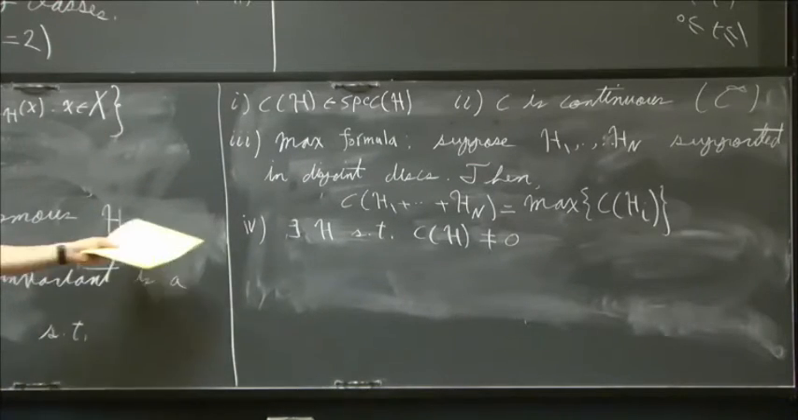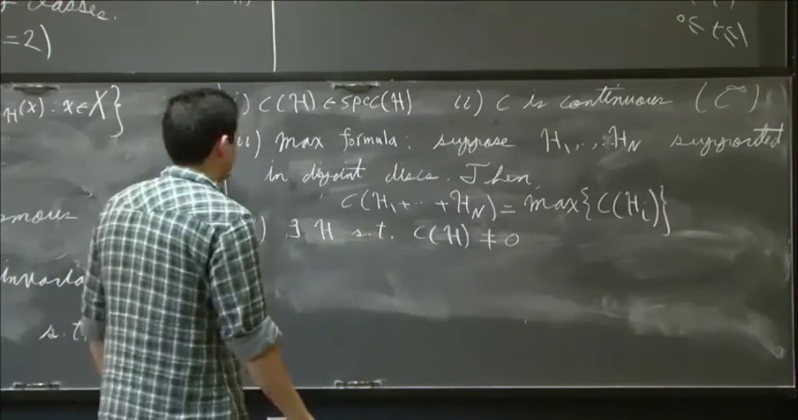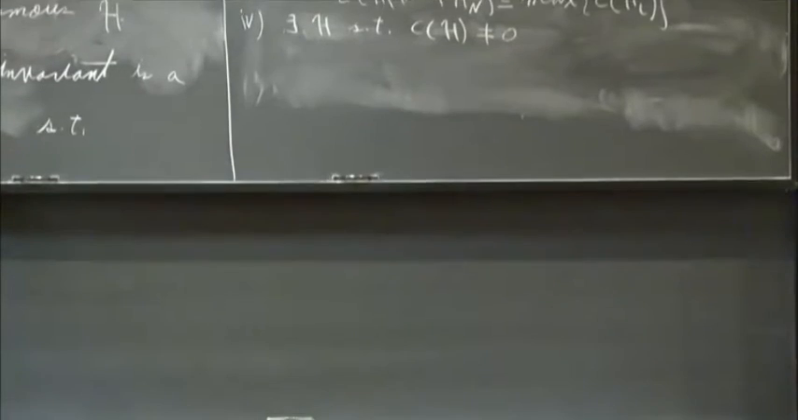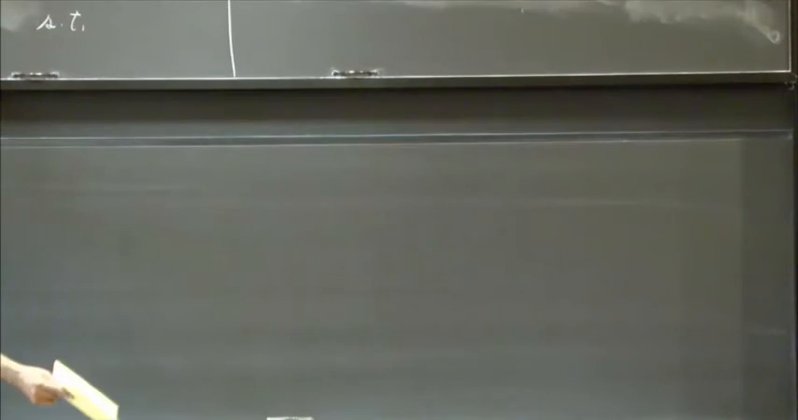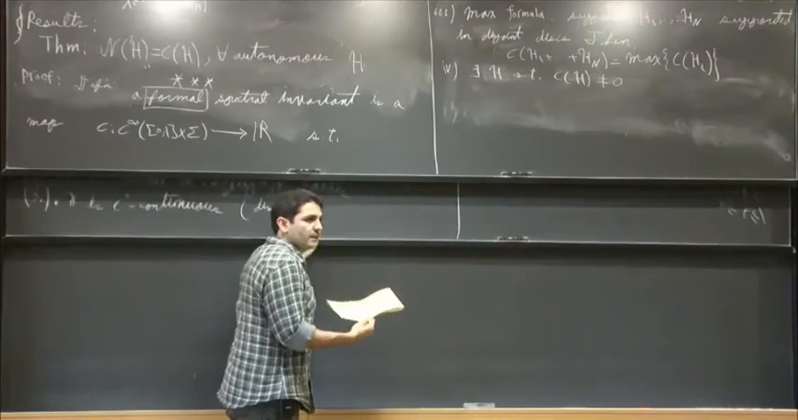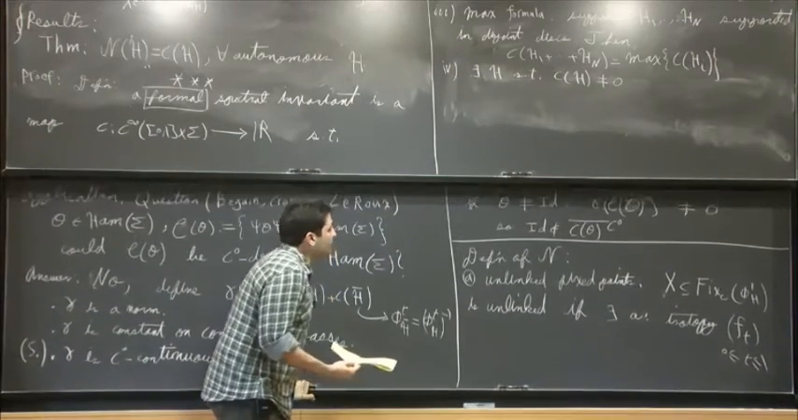So this is just to rule out the obvious thing. There are two questions you might ask now. One is the question asked a few minutes ago: is N a formal spectral invariant in this sense? And the answer is no.